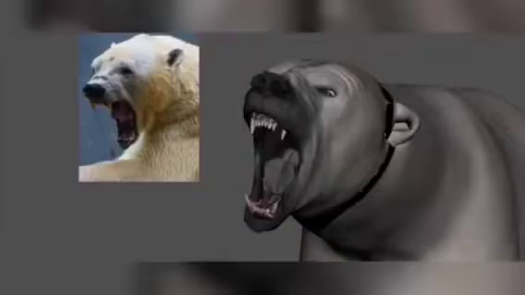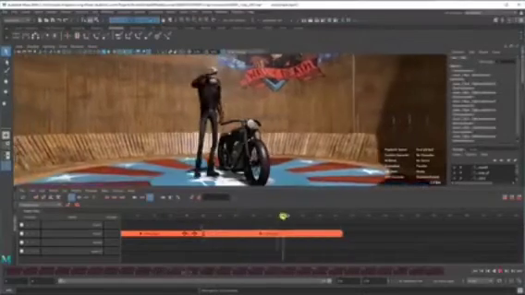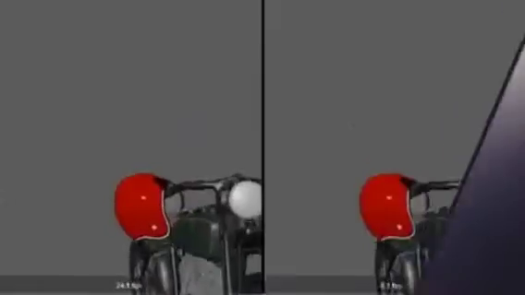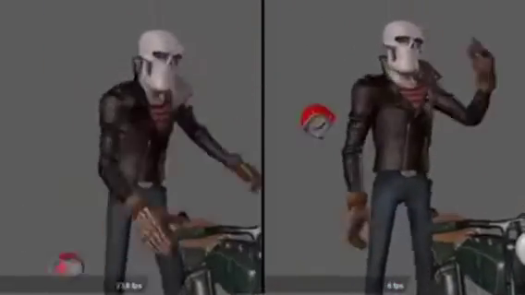As far as software is concerned, there is only one way to go: Maya by Autodesk. Very much the industry standard, and its use is so widespread that it's really become the only option.